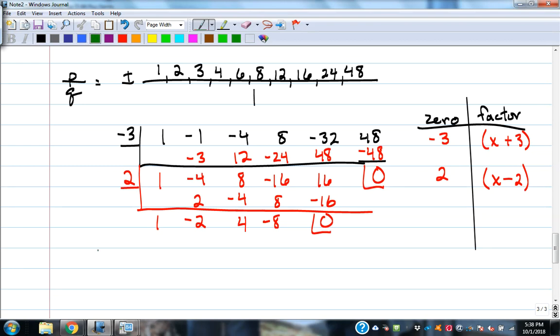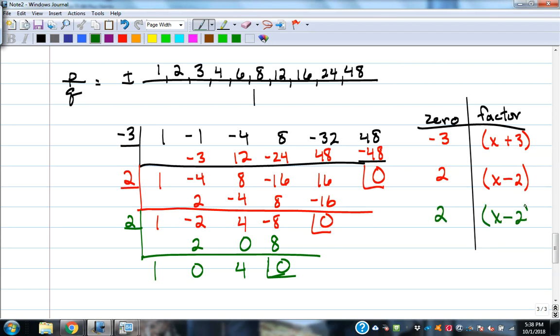I know that 2 works at least one more time. So I'm going to do synthetic on this. We started with x to the 5th power. This became x to the 4th power. This is x cubed. So I'm going to do synthetic one more time on that. I'm going to put a 2 on the shelf again. Drop that down. 1, 2. There's a 0. And then 0. That's 4. There's positive 8. All right. It worked out again. So 2 is a 0 again. It has a factor of x minus 2 again.